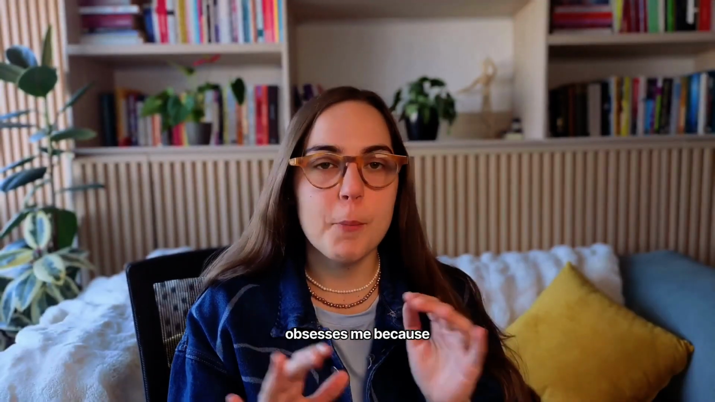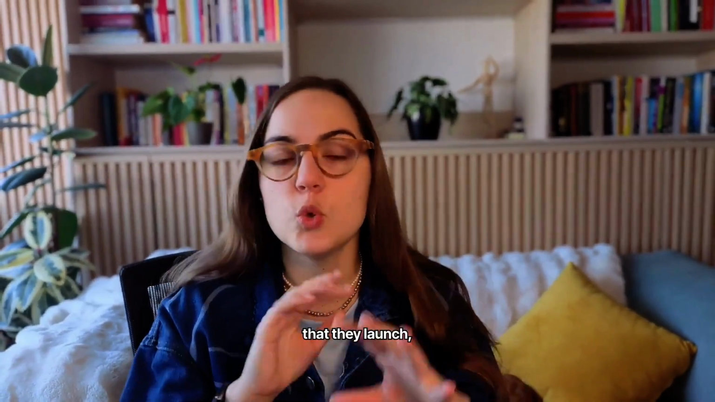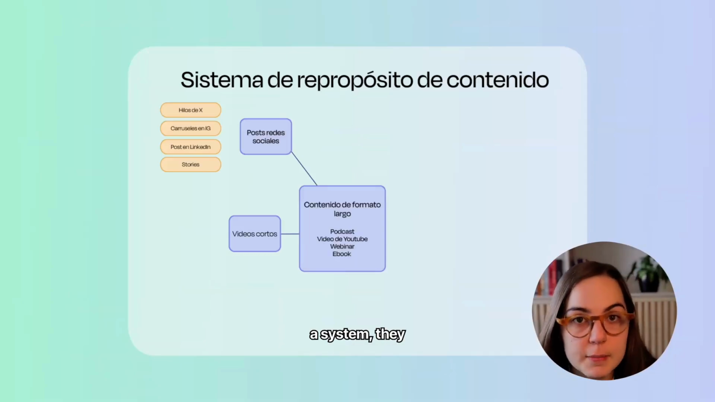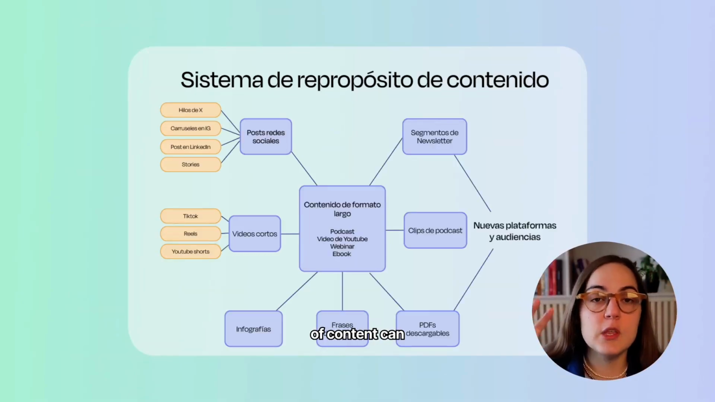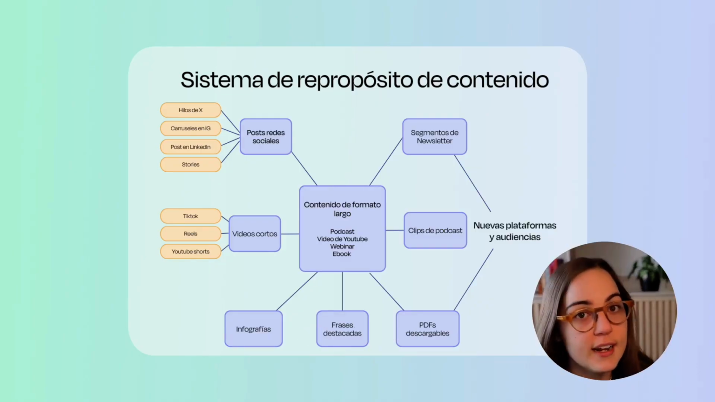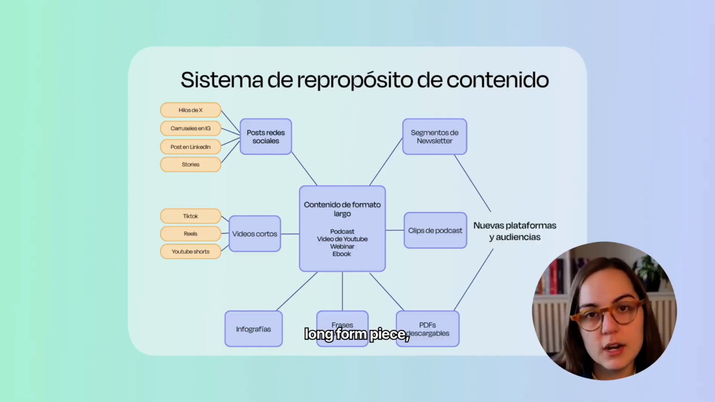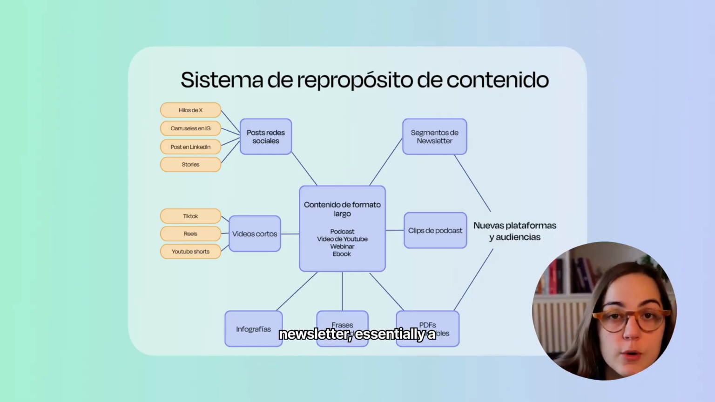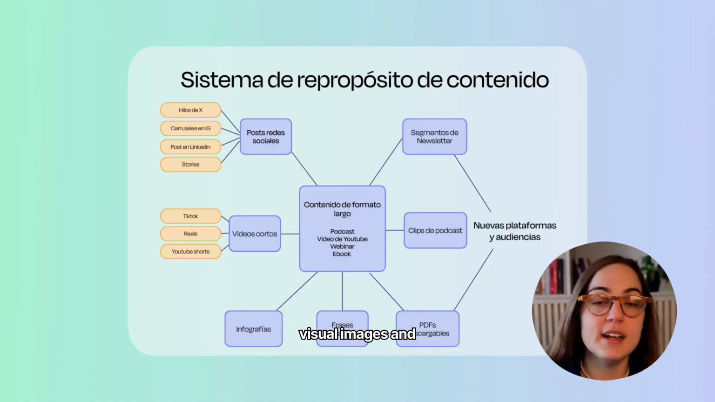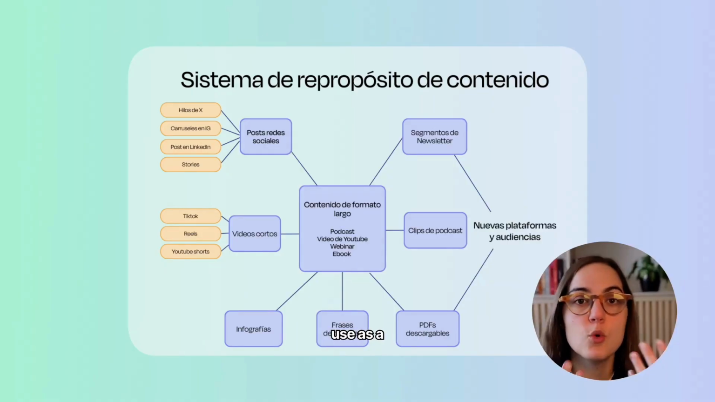And this topic obsesses me because I see too many teams that put in a lot of effort to create content that they launch, it had some results, and then it simply died, when in reality, if they had a system, they would see that a long piece of content can be turned into multiple short-form clips, which you can then use on other channels. And additionally, you can utilize that long-form content to produce another long-form piece, such as a newsletter, essentially a blog article. And it also enables you to generate, for instance, visual images and brief posts, which you can then, for example, publish on LinkedIn or use as a carousel.